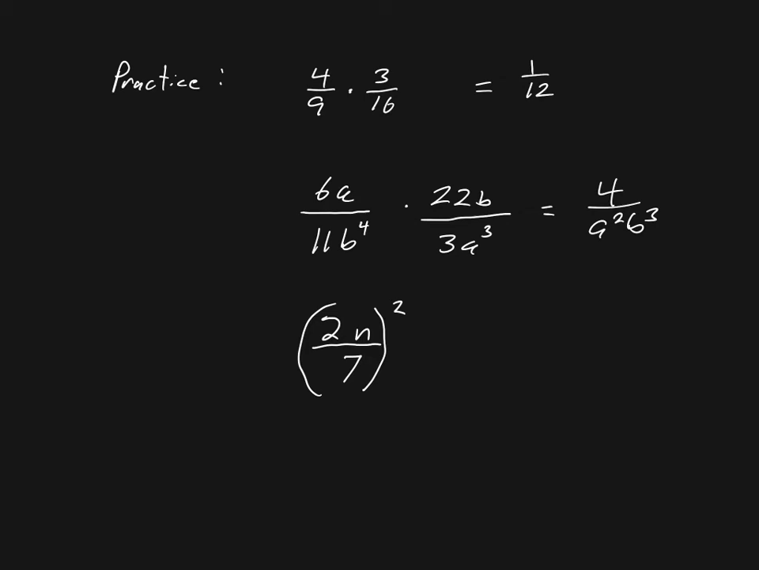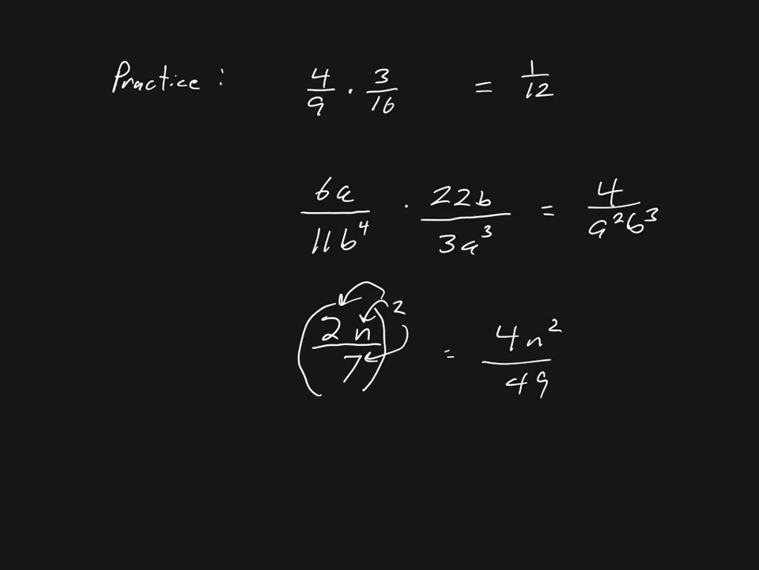Let me see, what did you get? So basically what did you do? You just have to square everything inside. That means squaring the 2 and squaring the n, and then squaring the 7. So you squared 3 things. That was pretty good. So the final answer is 4n squared over 49.